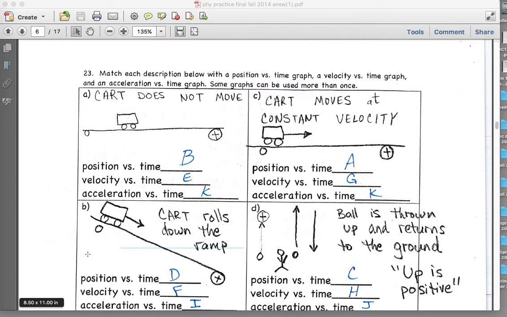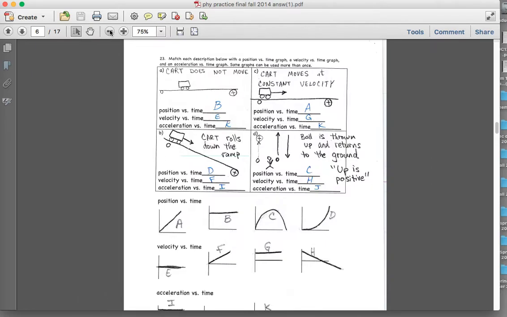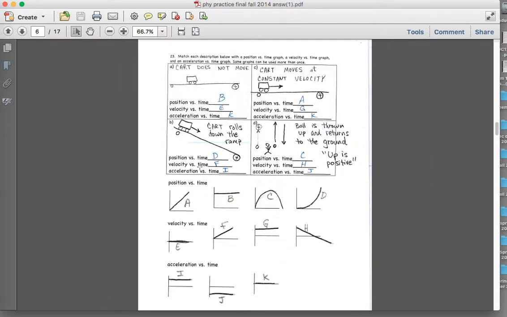Motion graphs. All right. Cart does not move. See how this goes for us. Okay. Yes, just the flat line on your position time graph. Now, the whole thing with these motion graphs is once you've established the position versus time graph, just think in terms of slope. So the slope of this line is 0. The slope of that line is 0.